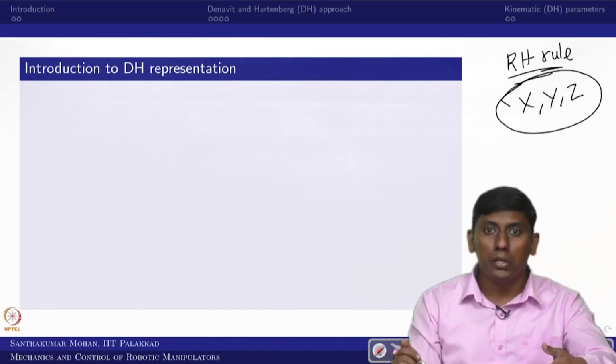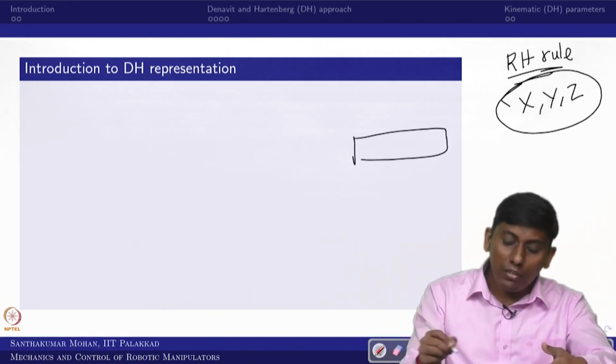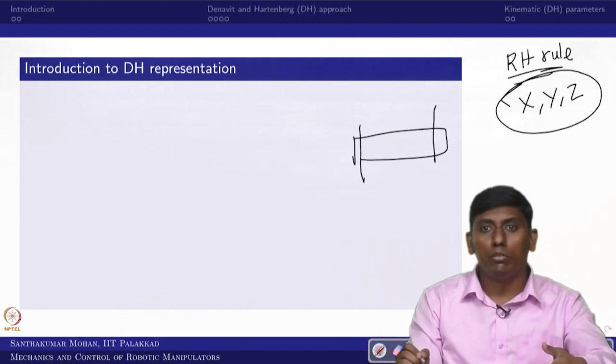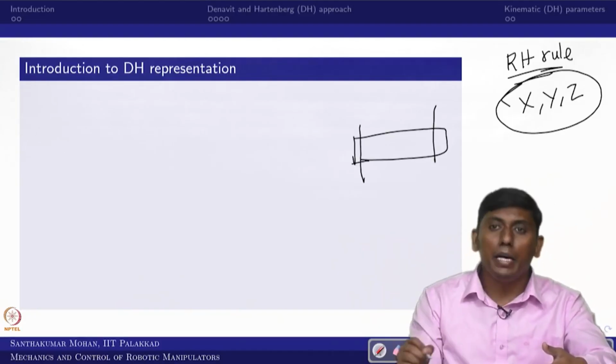This is very straightforward. In addition to that, they said any link you take would have only 2 joints, which means it is a binary link.